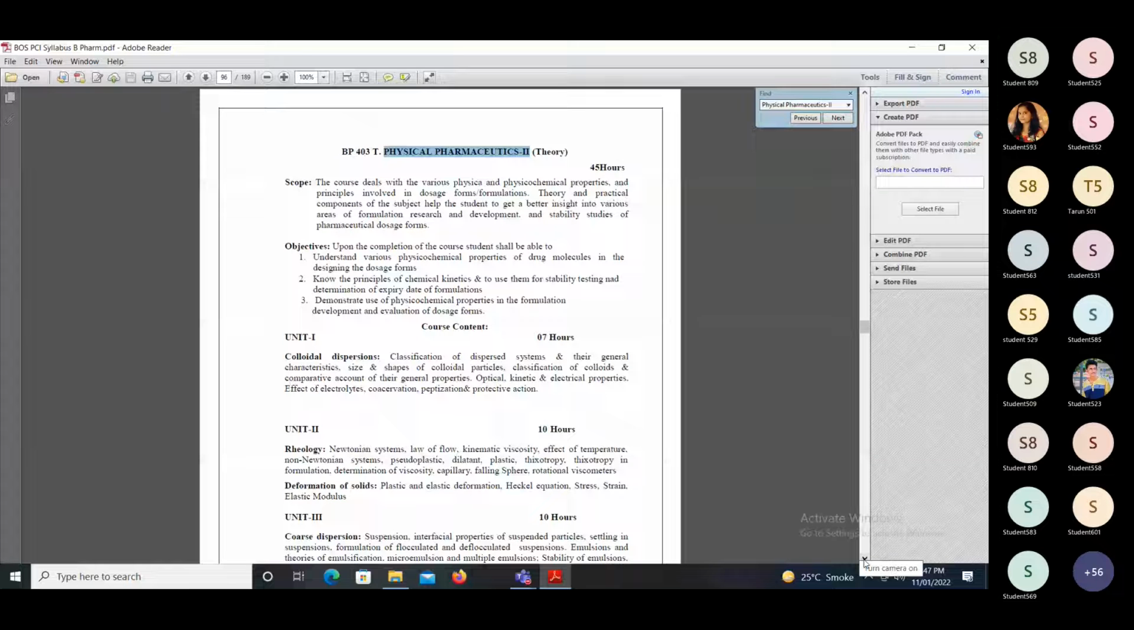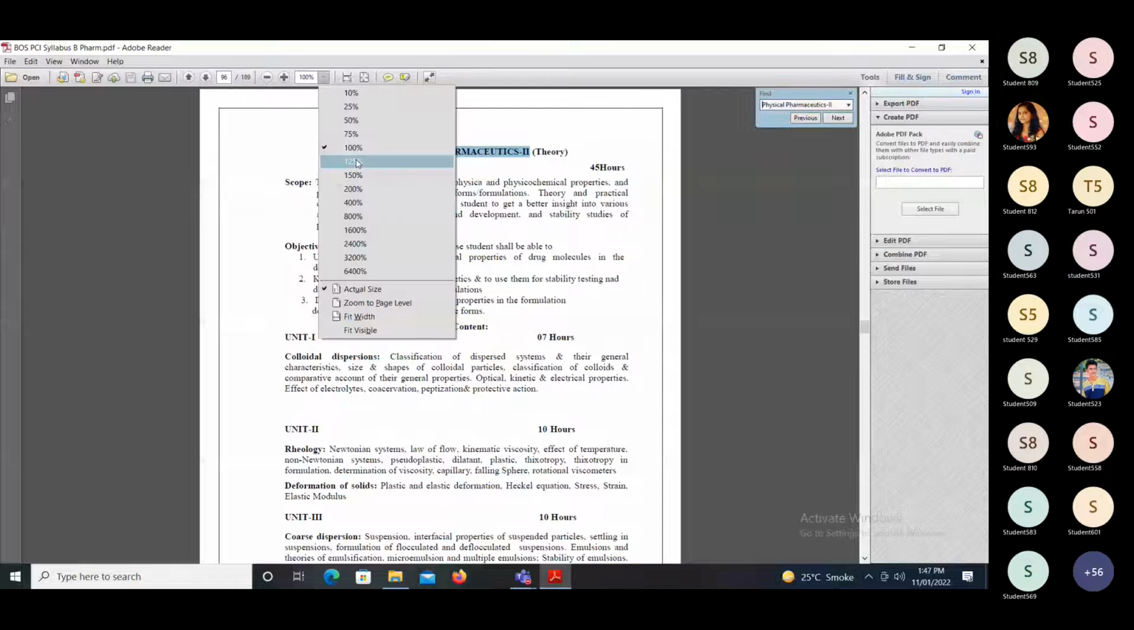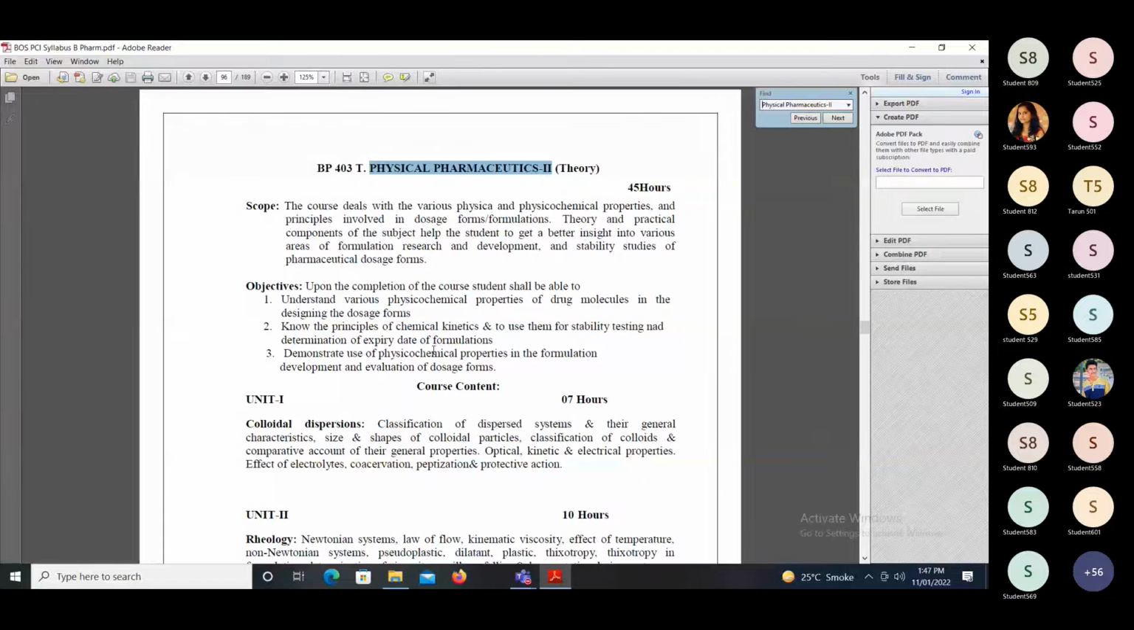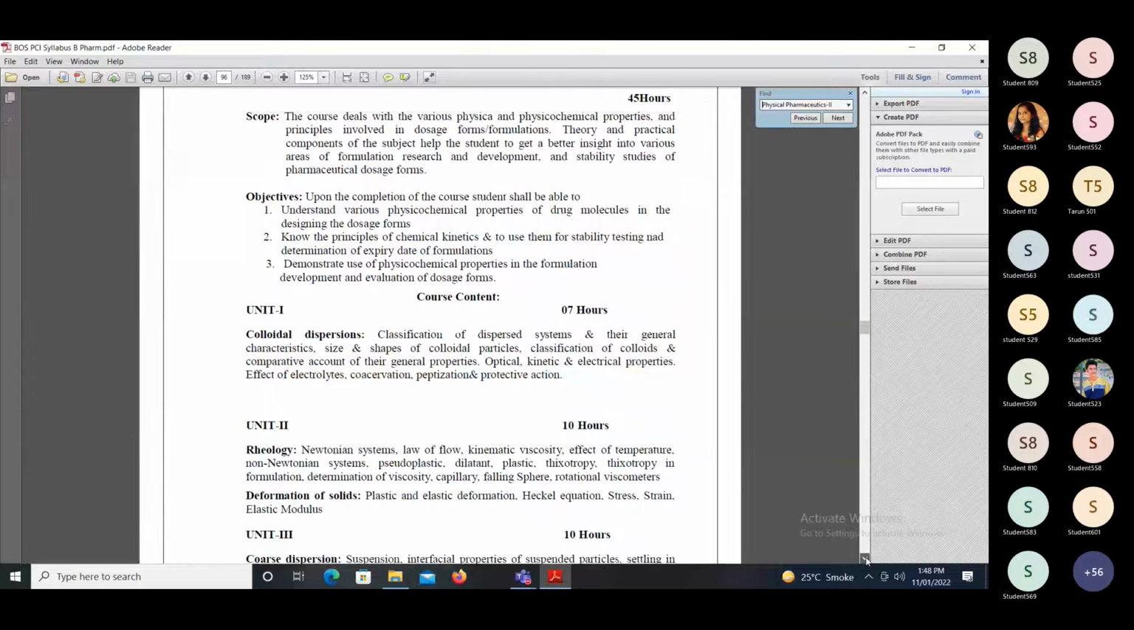Why is physical pharmaceutics important? What is the scope of this subject? This course deals with the various physical and physicochemical properties and principles involved in the dosage forms and formulations. Theory and practical components of the subject help students get better insight into the various areas of formulation, research, development and stability studies of the pharmaceutical dosage forms. So we already discussed this during the first lecture of Physical Pharmaceutics 1.